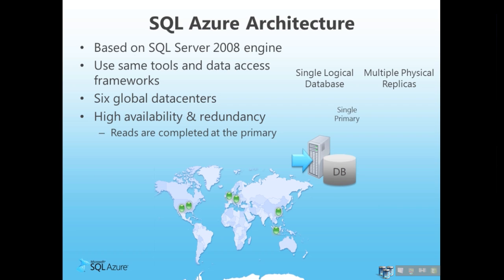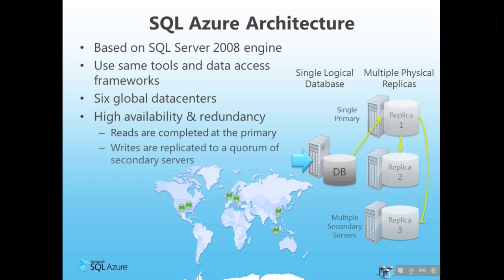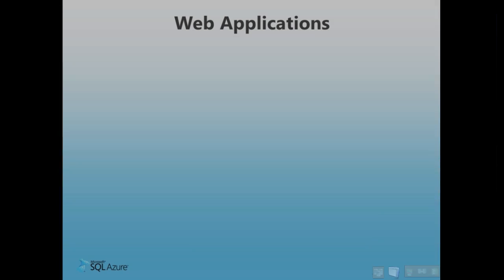Database reads are completed at the primary node, but writes are replicated to a quorum of secondary servers, so if one instance happens to go down, it will automatically fail over. Your instances will keep running, and so will your application.